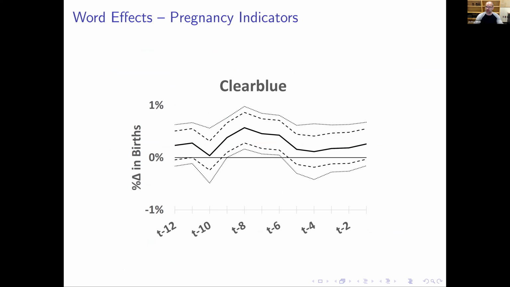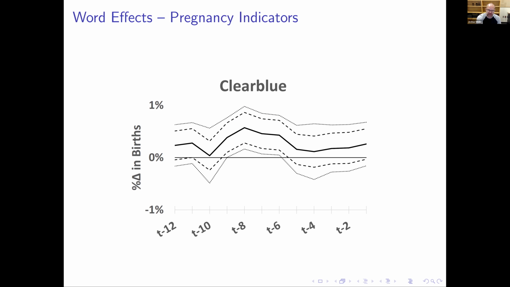So the first step is just finding these simple associations. Here's a graph that we included in the paper that shows the association between searches for the word Clear Blue and births at some future point. For those of you who don't know, Clear Blue is the name of a popular pregnancy test brand in the United States and in many other countries. But since this focused on the United States, we focused on things that were popular in the US.